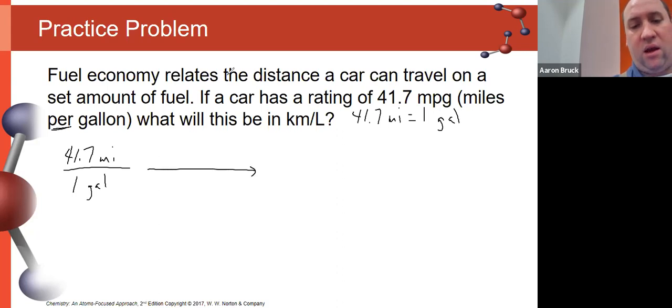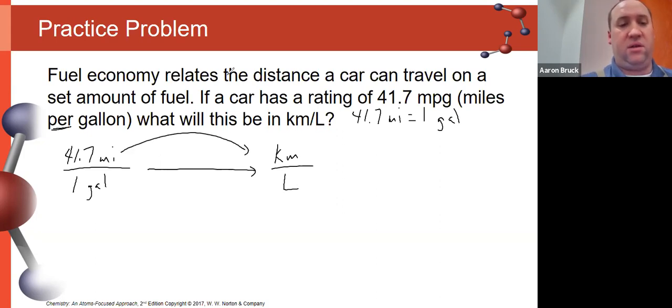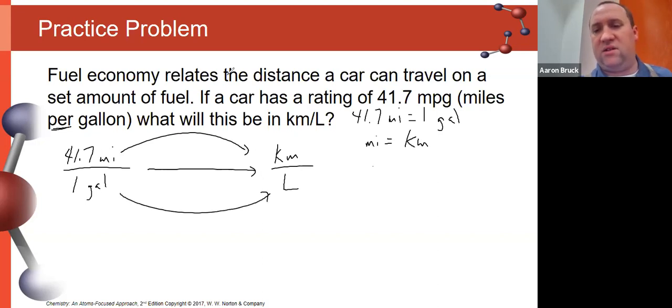Now, in the end, we want to convert this into kilometers in the numerator and liters in the denominator, which means that I'm going to have to do 2 steps here, or at least 2 sets of calculations. I'm going to have to turn the miles into kilometers, so I need to have some kind of a conversion between those 2. And I need to turn the gallons into liters, so I need some kind of a conversion between those as well. Where do I go for that information?